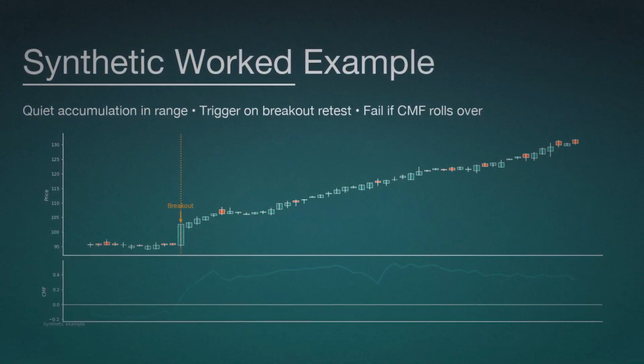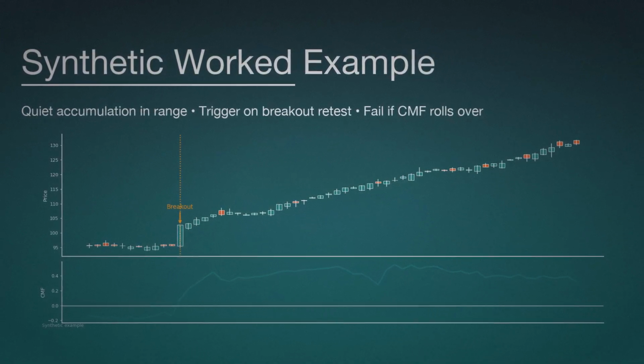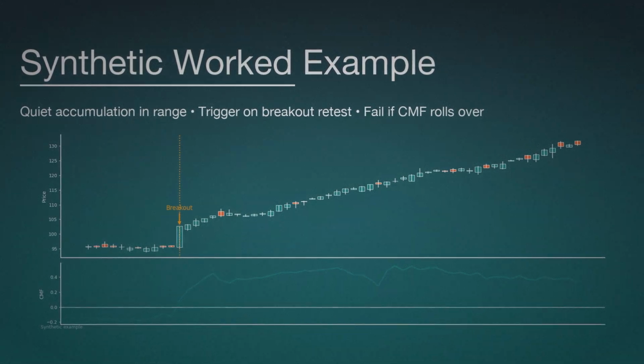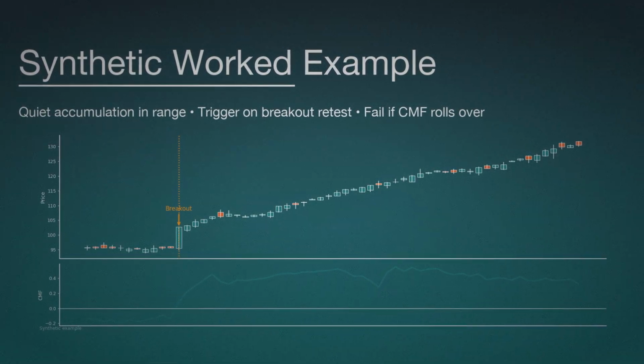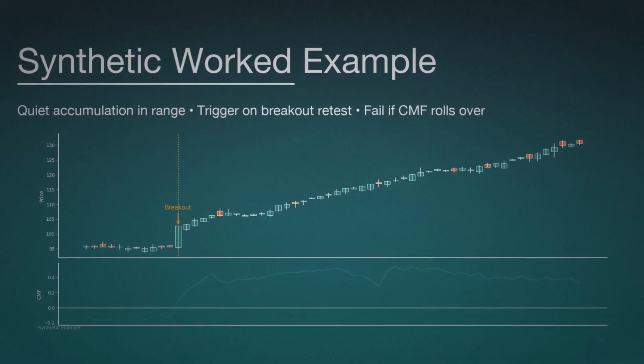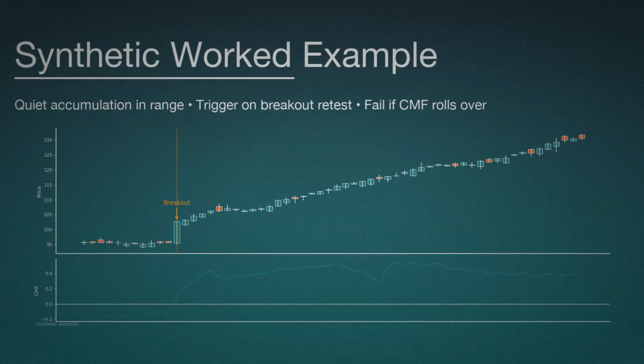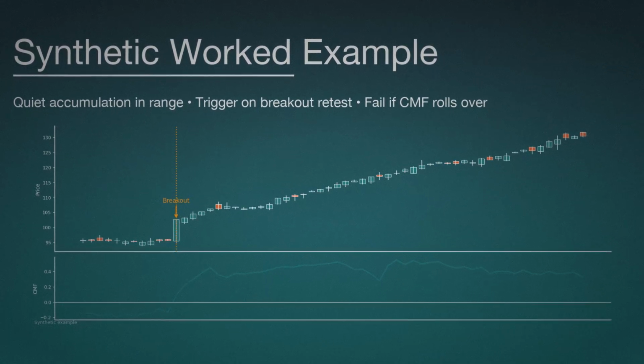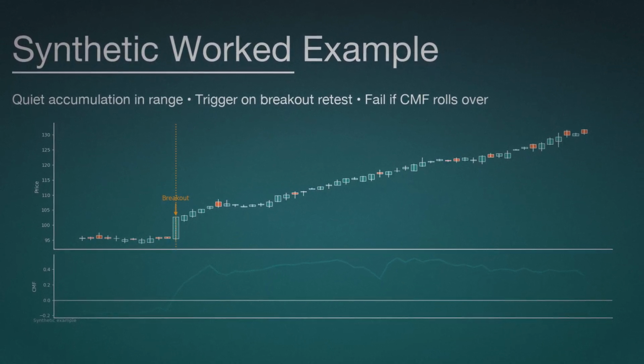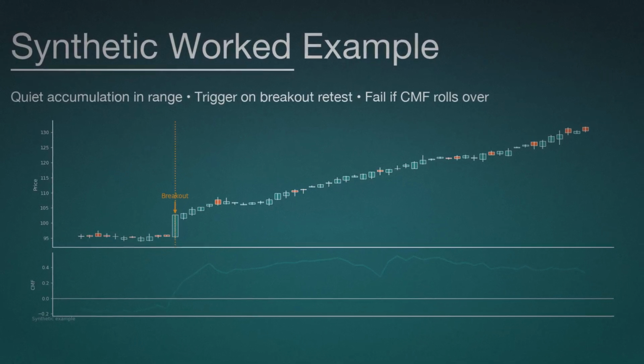Here's a worked setup. Price grinds sideways for 2 weeks, range bound between 48 and 52. CMF, however, has climbed quietly from -0.02 to +0.15. On bar 21, price breaks 52 on above average volume, and CMF ticks to +0.18. That's the trigger. Entry on the breakout retest at 52.2.